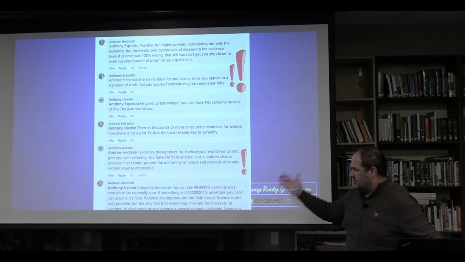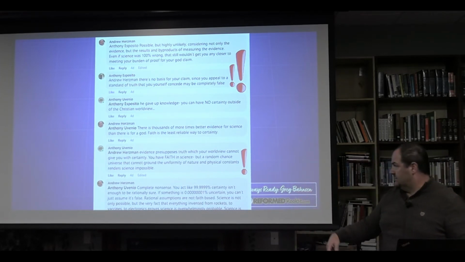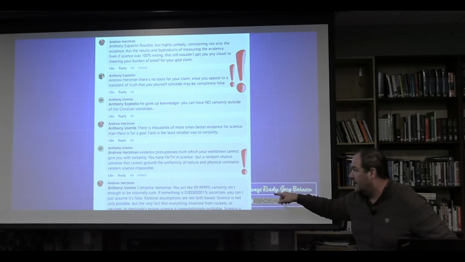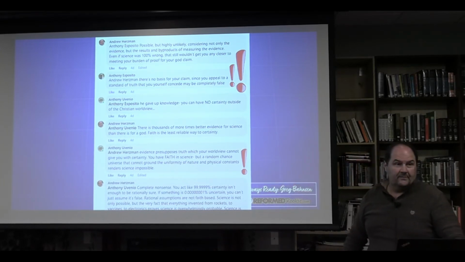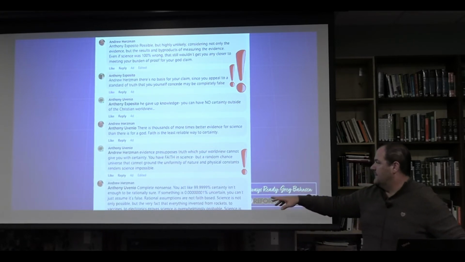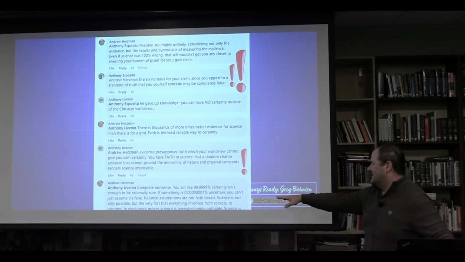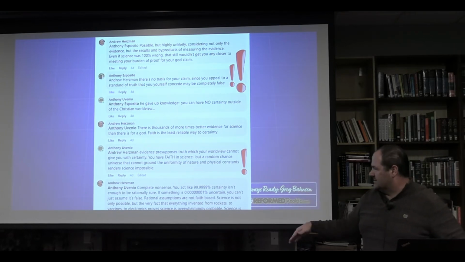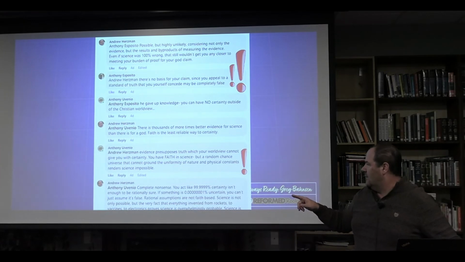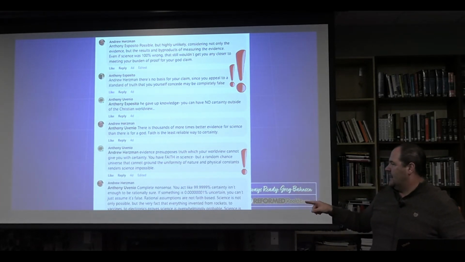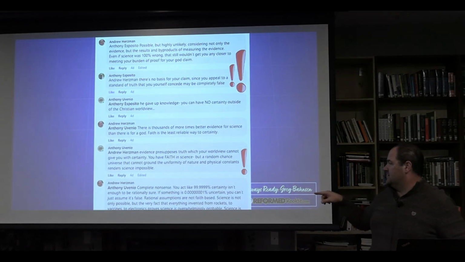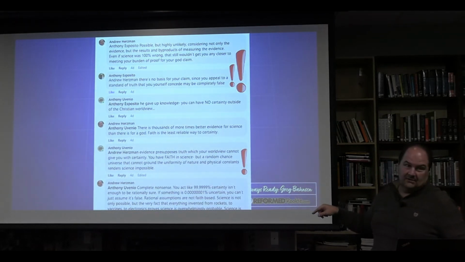So Andrew Herzman responds, complete nonsense. You act like 99.9999% certainty isn't enough to be rationally sure. He can't give us that. Where is he getting those numbers? If something is 0 whatever percent uncertain, you can't just assume it's false. Rational assumptions are not faith-based. Science is not only possible, but the very fact that everything invented from rockets to vaccines to electronics proves science is overwhelmingly probable.